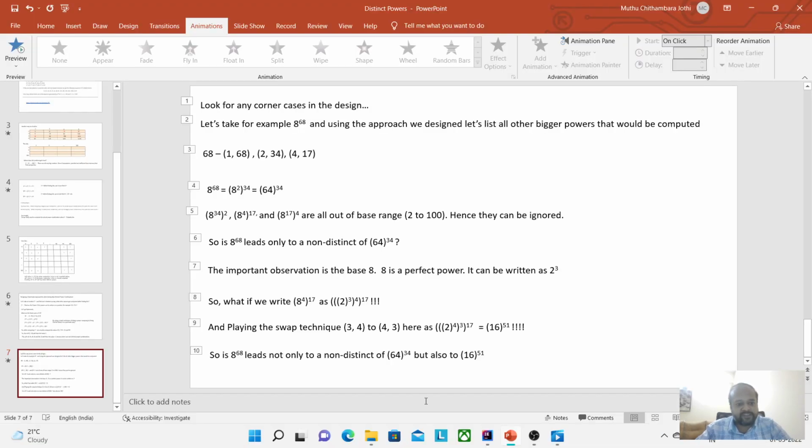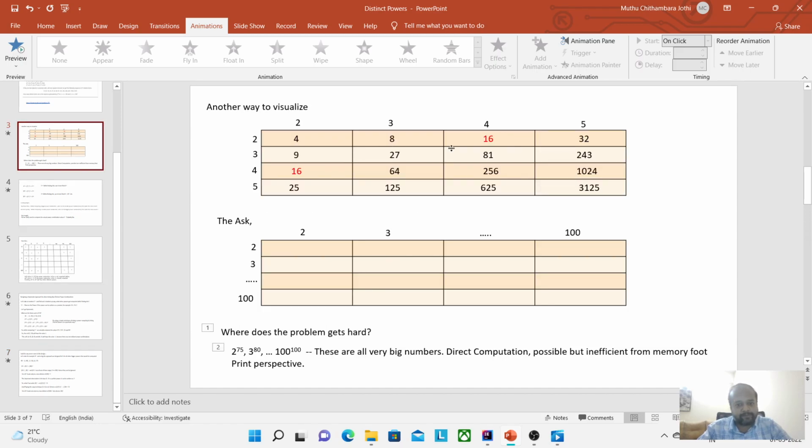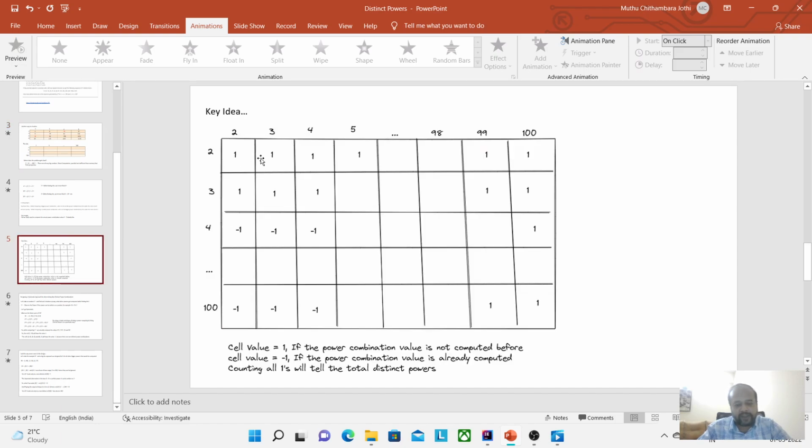So now if we just go back, our key idea is we don't want to compute in a brute force way all the values, because it is memory inefficient. So by taking the table notation which we came up with initially, we come up with a different kind of encoding scheme, which will say, if you have to compute a cell, if it is a non-distinct value, denote the cell value as 1, and if the particular cell value is computed previously by some smaller powers, you make it -1 and count all the non-distinct powers between that range by counting the ones.